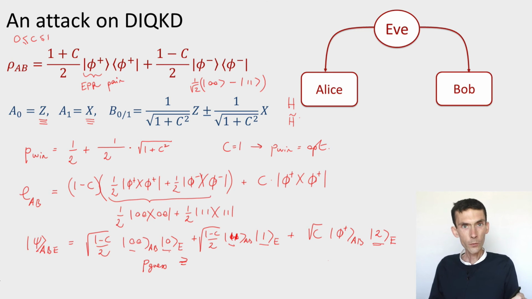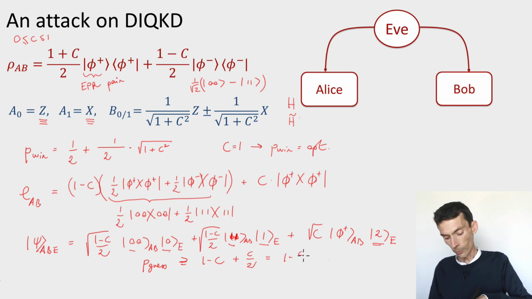So for this strategy of the eavesdropper, the guessing probability is going to be at least, well, for the first part of the state in which she has certainty of getting the right outcome, we get 1 minus C. And then the second part, when Alice and Bob are in the maximally entangled state, then this is just random guessing. That's a fraction C over 2 of the mixture, so we get 1 minus C plus C over 2, which is equal to 1 minus C by 2.